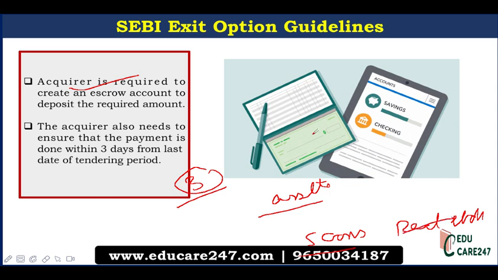So, in this case, the acquirer is also required to create an escrow account in which it should deposit the required amount based on the list of dissenting unit holders provided by the banker. The banker must list the tender period for tendering the units in the exit offer. The acquirer must also ensure that the payment is made within 3 days from the last date of the tendering period.